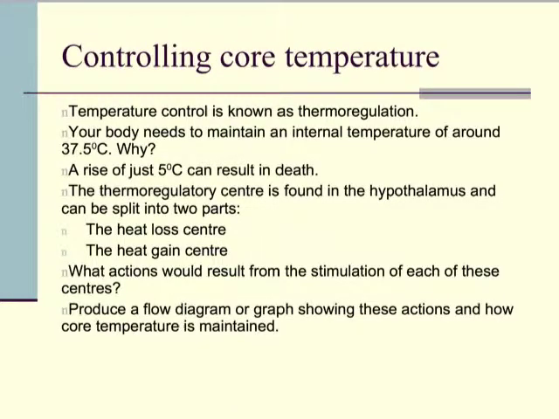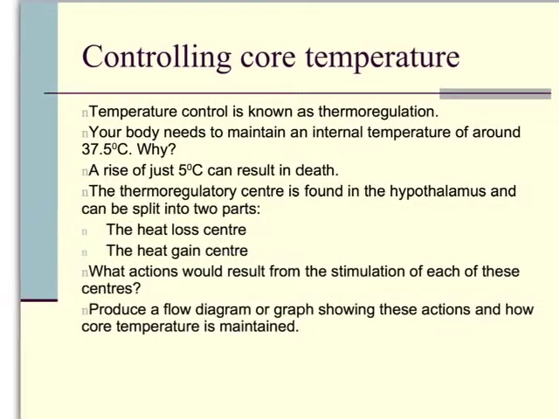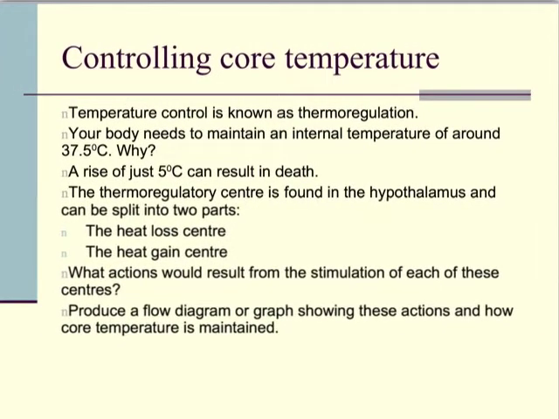So temperature control we call thermoregulation. You need to know that term. And your core body temperature is 37.5 degrees C. It's slightly less in your mouth, or your armpit, or your ear, where your temperature is normally measured. It's usually about 37 there, but internally 37.5 degrees. A change of that, increasing it by 5 degrees up to 42.5 degrees, can cause death. And likewise, a decrease can cause death as well. So it's got to be fairly tightly controlled.